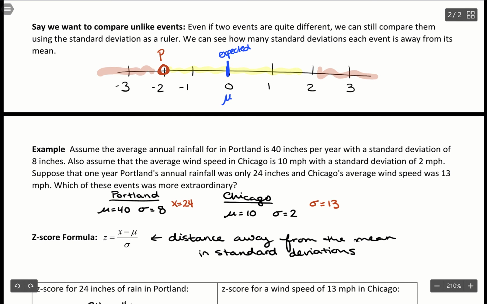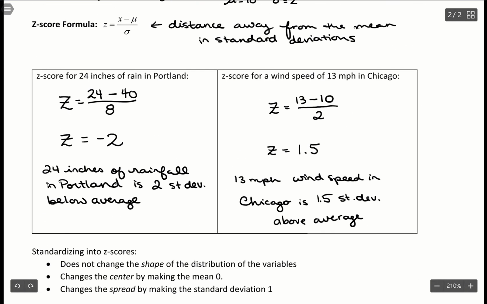So that was Portland rainfall. And then Chicago wind speed landed at positive 1.5 there. So if we think about which was further from expected, well, Portland rainfall had this distance of 2 away, while Chicago only had a distance of 1.5. So Portland had the more extraordinary results because it was further from expected.